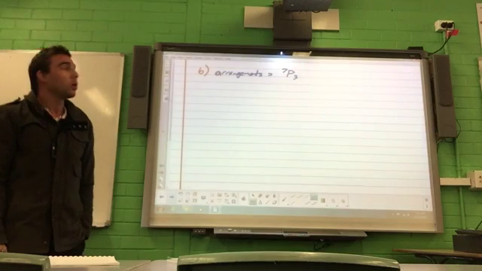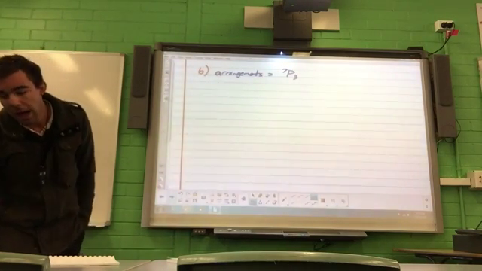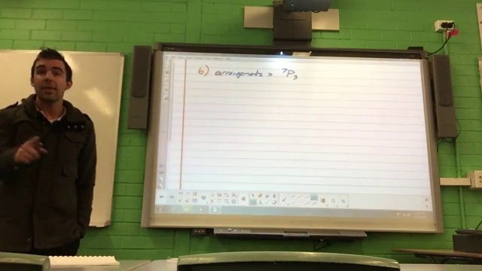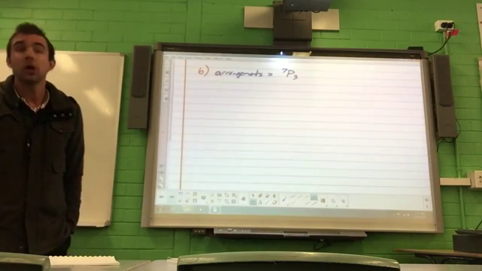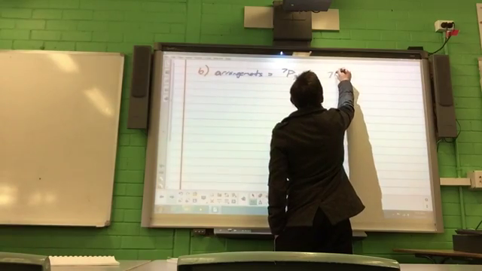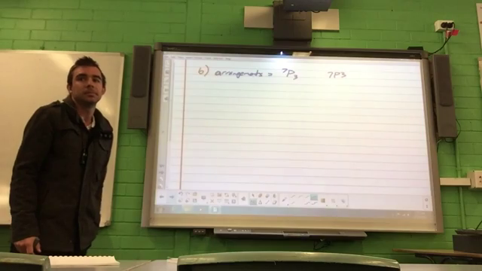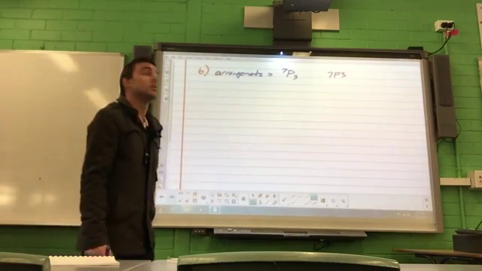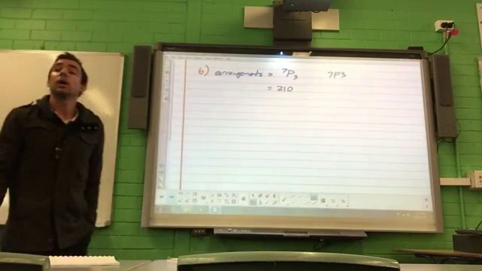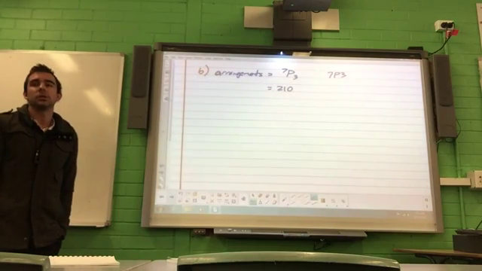Okay, now on your calculator you need to push 7 first, then shift multiplication for the P, for permutation, and then after that P you push 3. So on your calculator you'll have 7P3 equals 210. There are 210 ways 3 books can be arranged from 7 books onto a bookshelf.